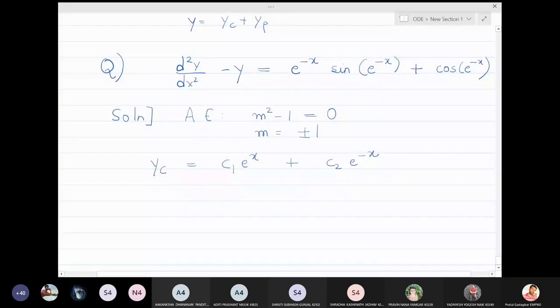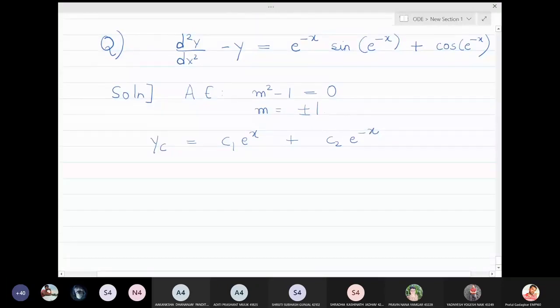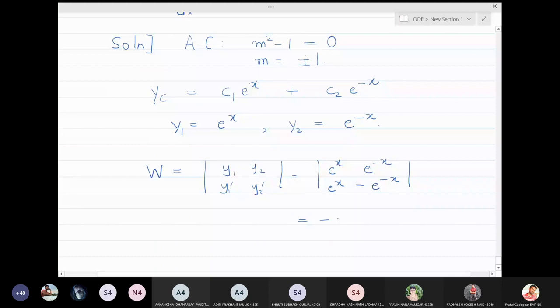Okay, y1 here is e raised to x, and y2 is e raised to minus x. So what is your Wronskian? Wronskian is y1, y2, y1 dash, y2 dash, which is e raised to x, e raised to minus x, e raised to x, minus e raised to minus x, which is minus 1 minus 1. That is minus 1 minus 1. Should this become minus 2? So Wronskian is minus 2.